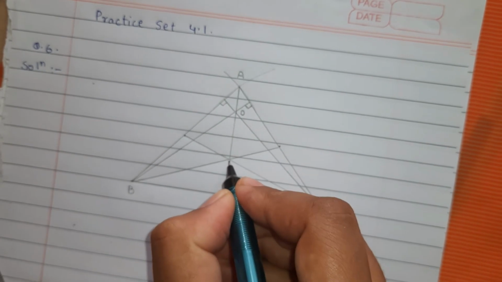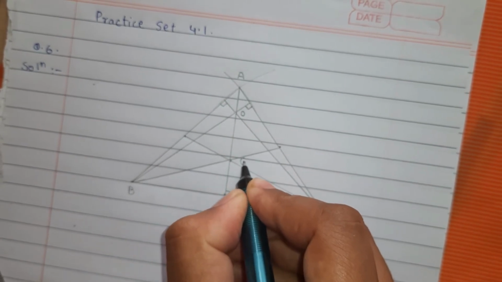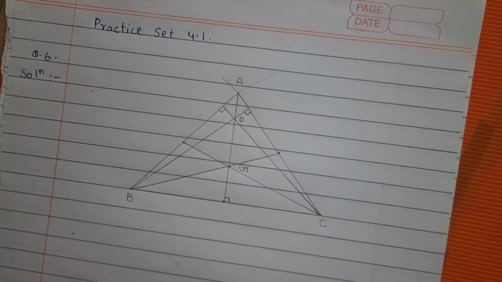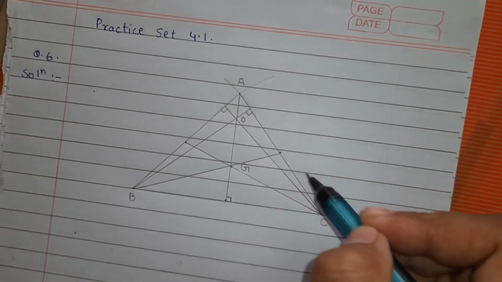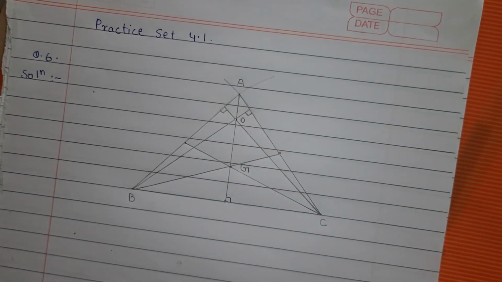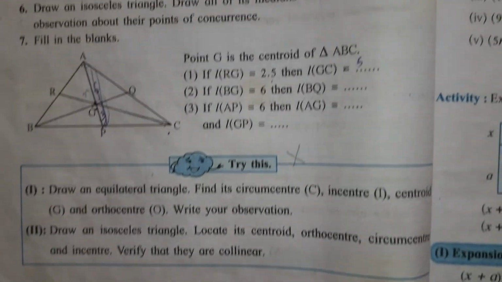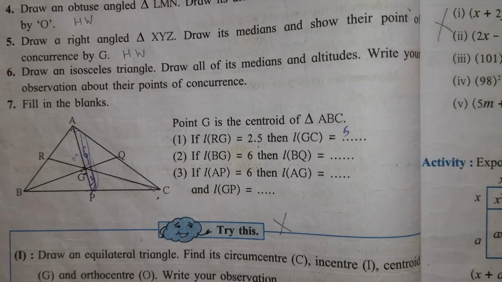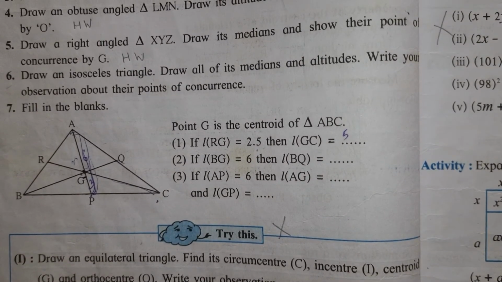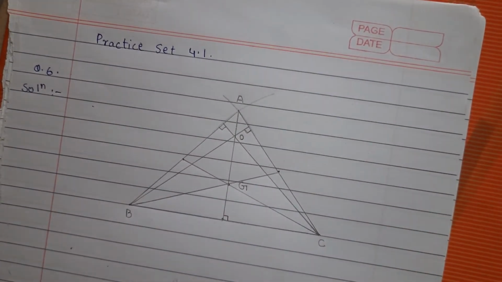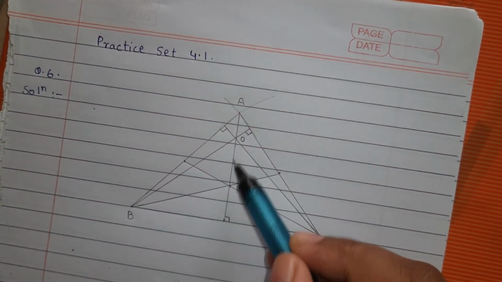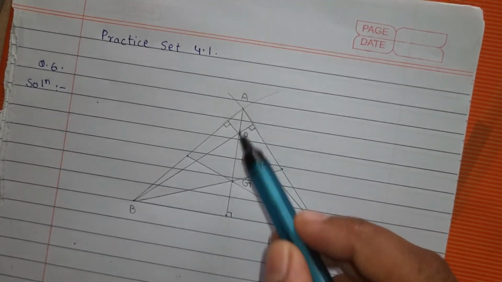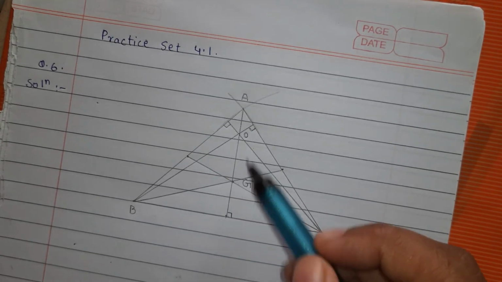So what do you observe? That the medians are also concurrent and we denote it by the alphabet G. It is called as centroid. So this is the median and altitudes of isosceles triangle. What they have asked in the question? Write your observation about their point of concurrence. Okay. So what we observe that the point of concurrence of altitudes and medians, they are on the same segment. They lie on the same segment.